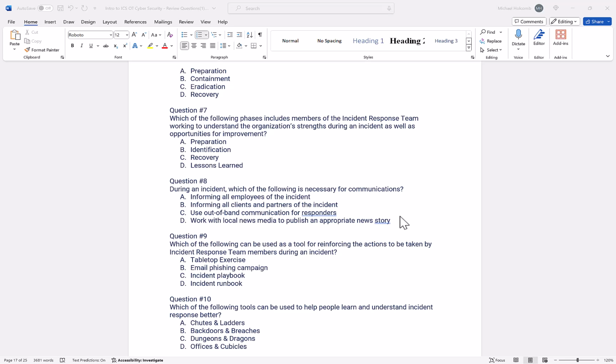So we talk about communications having to be tightly controlled during an incident. There's a couple things going on in here. We want to make sure that we don't broadcast to the entire employee base, hey, there's an incident going on, because sometimes that incident might not even turn out to be anything. I've been called on many incidents where it didn't turn out to be anything.